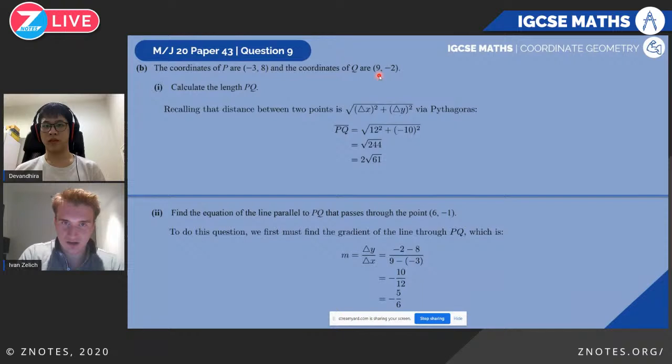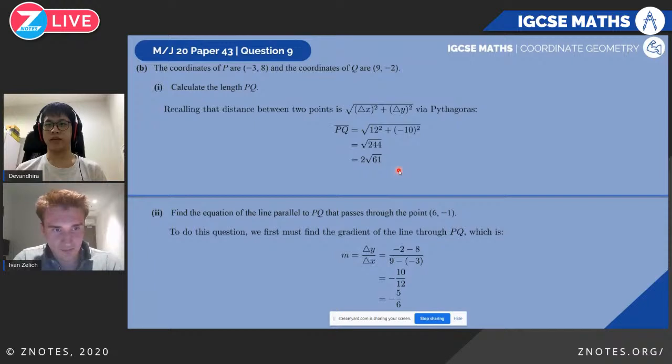So in this case, we can do 9 minus negative 3, which is 12, and negative 2 minus 8, which is negative 10, and then square them and add them together. We get 12 squared plus 10 squared, which is 244, and we take the square root of that, and that's not a terribly nice number, but we can take out a 4 from the 244, we get 61. So 2 root 61 is the length between these 2 points.